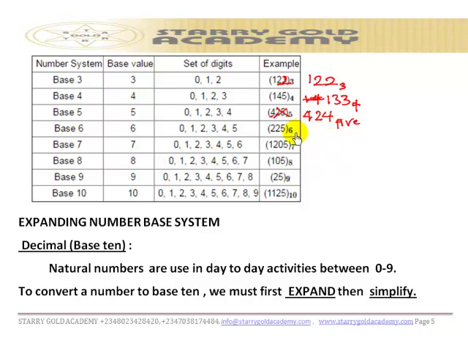So you have base 6. The highest digit in base 6 is 5. This one is correct, acceptable. Base 7 is also acceptable. Base 8 is acceptable, base 9 is acceptable, base 10 is also acceptable.